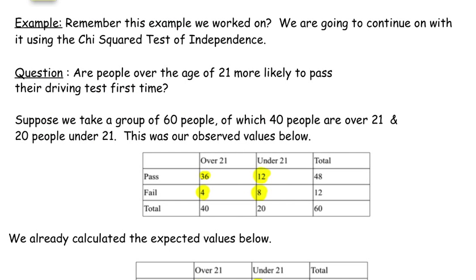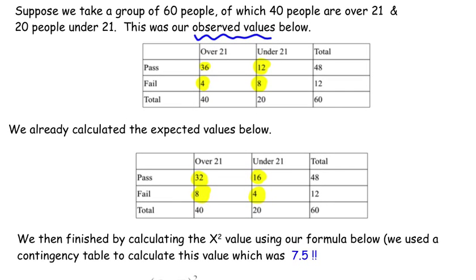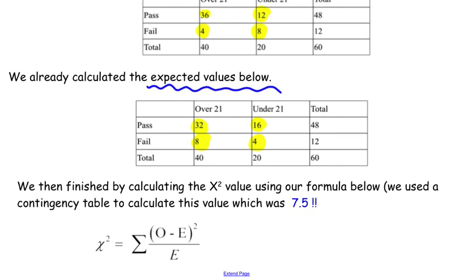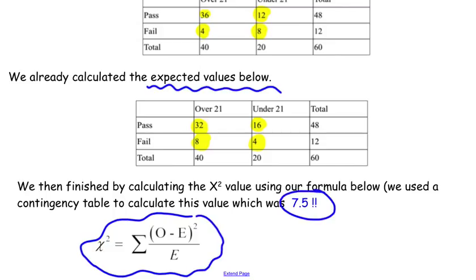Okay, so remember this example we've already talked about, where we have the driver's test people and we had 60 people. We went out and surveyed them and we got our observed values in this box. And then we went out and calculated our expected values. And then we calculated using our chi-squared formula to get the chi-squared value of 7.5. So we've done all that already. We want to find out, what does this mean? And that's leading us to this next slide.